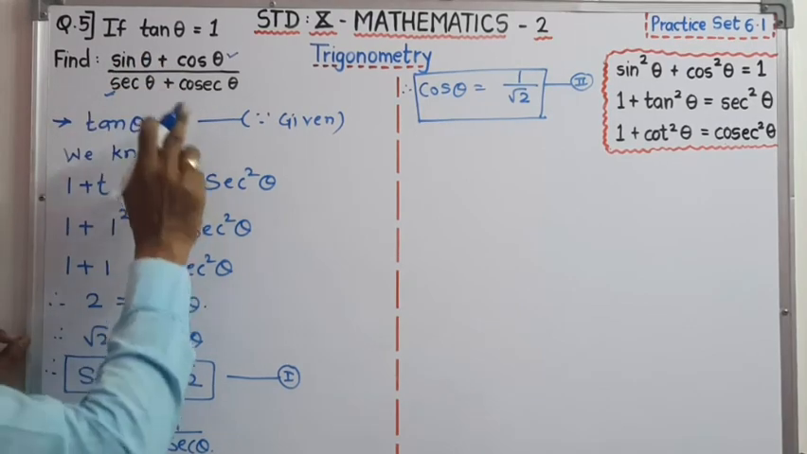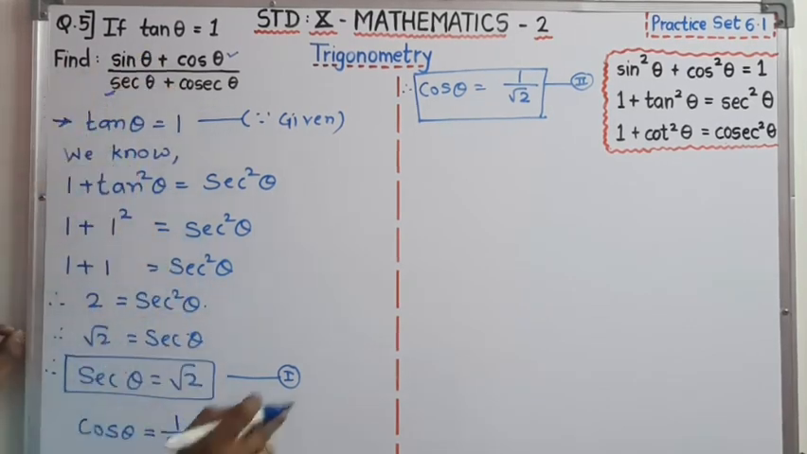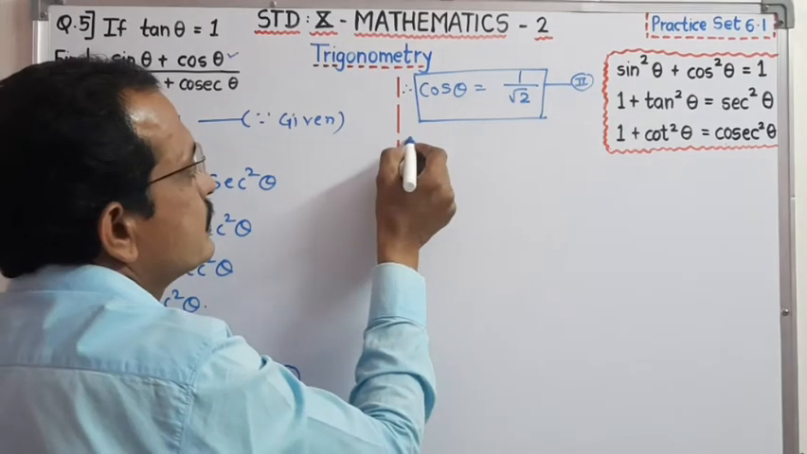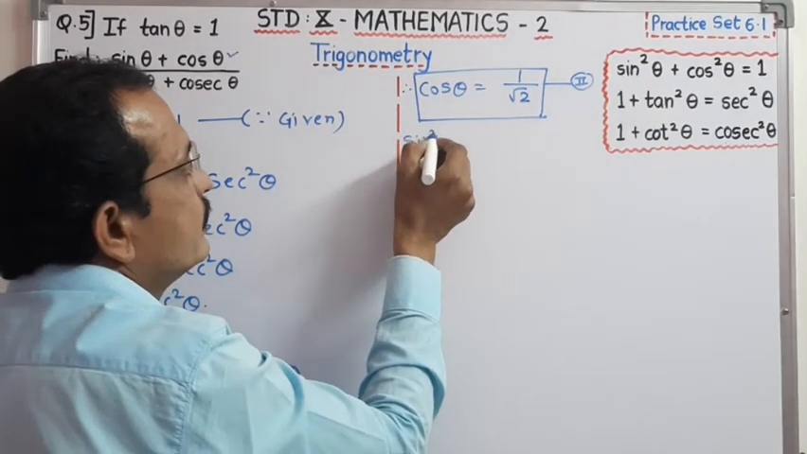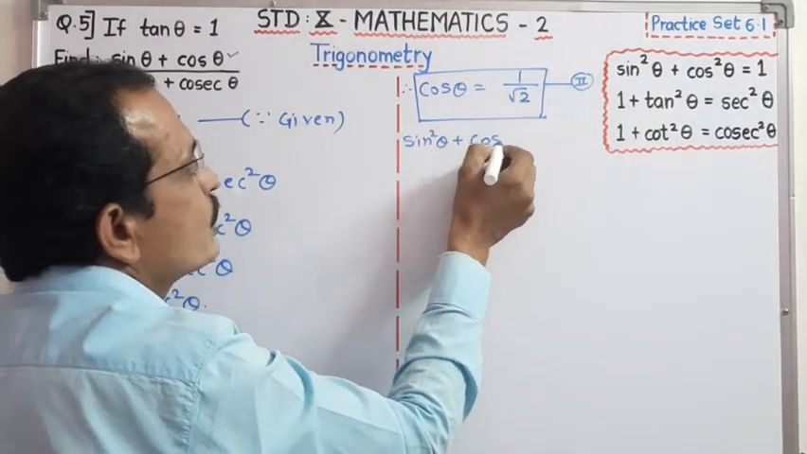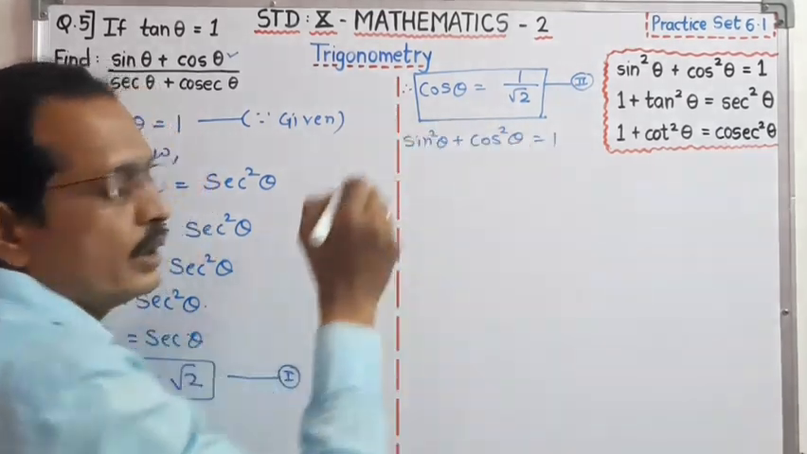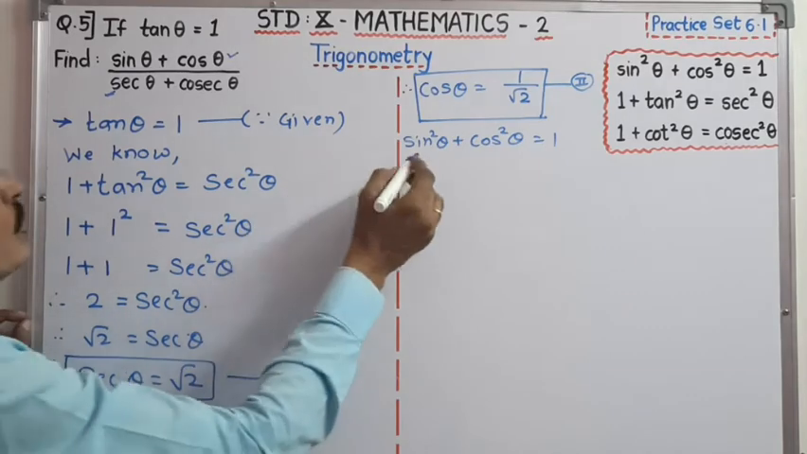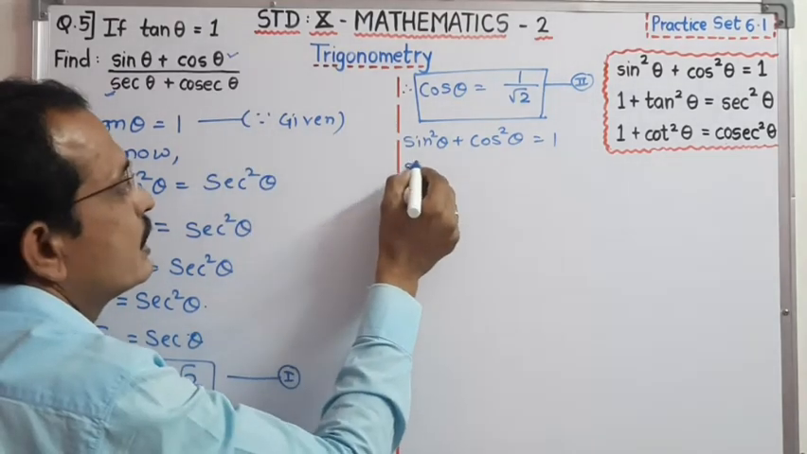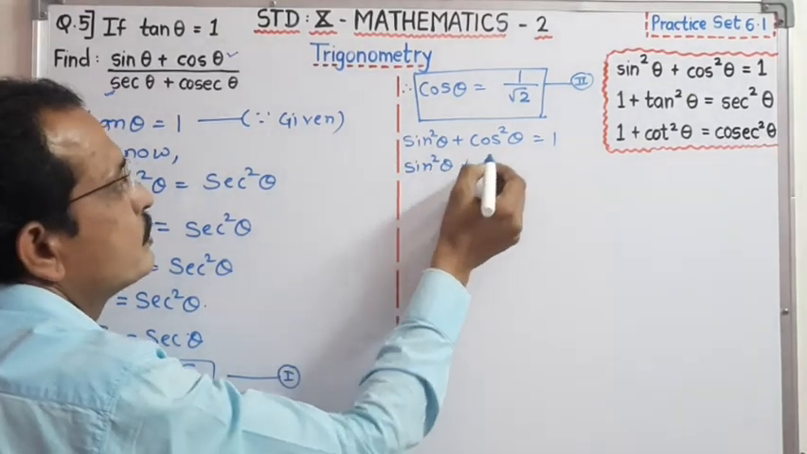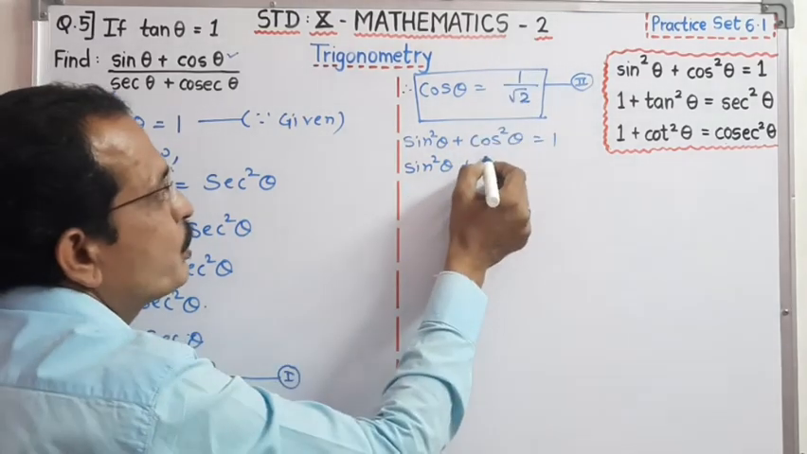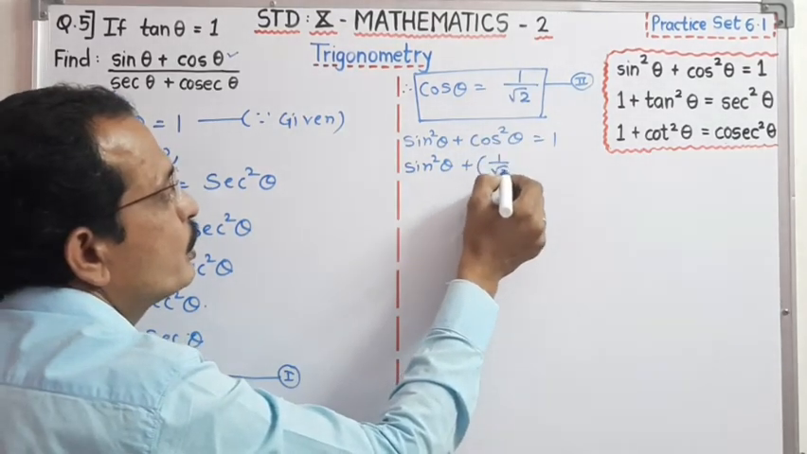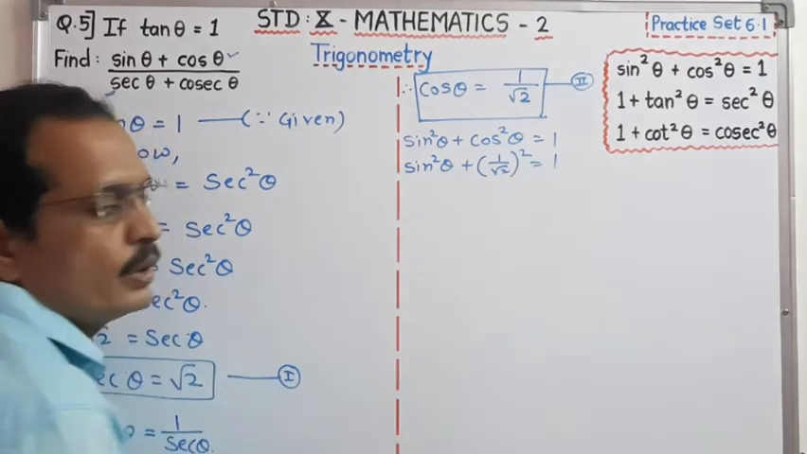Now see, dear student, for finding out sin theta we know the first identity, that is sin square theta plus cos square theta is equal to 1. We can apply this. Got it? Now, dear student, see, sin square theta plus, what is cos theta? It is 1 upon root 2. Therefore 1 upon root 2 bracket square is equal to 1.